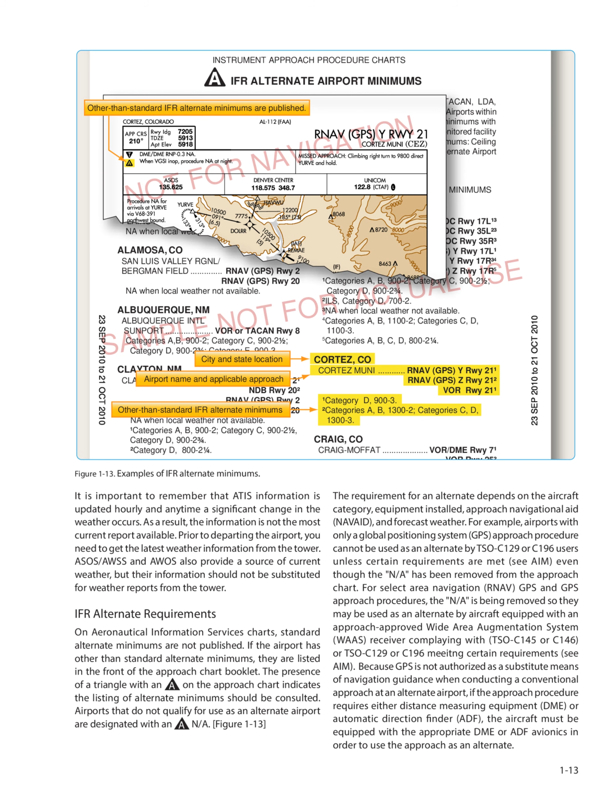IFR alternate requirements. On aeronautical information services charts, standard alternate minimums are not published. If the airport has other than standard alternate minimums, they are listed in the front of the approach chart booklet. The presence of a triangle with an A on the approach chart indicates the listing of alternate minimums should be consulted.